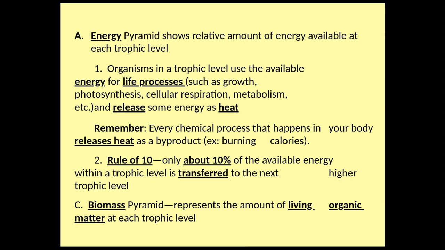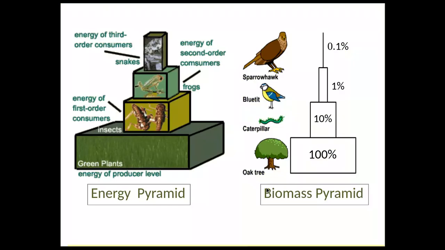So remember that every chemical process that happens in your body releases heat as a byproduct. So the burning of calories is releasing heat in the process. So in ecological terms, we use something called the rule of 10. Only 10% of the available energy within each trophic level is transferred to the next higher trophic level. So we're going to look at two pyramids, our biomass pyramid and our energy pyramid.